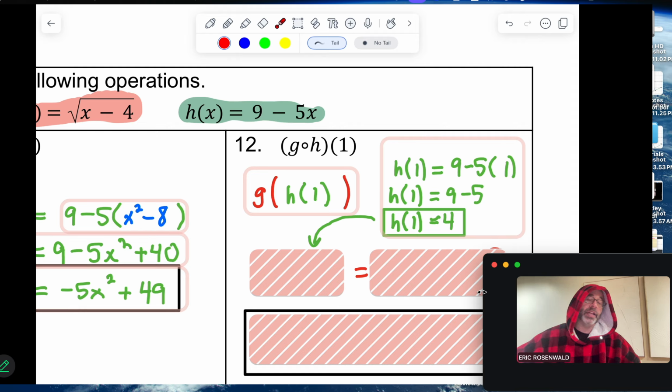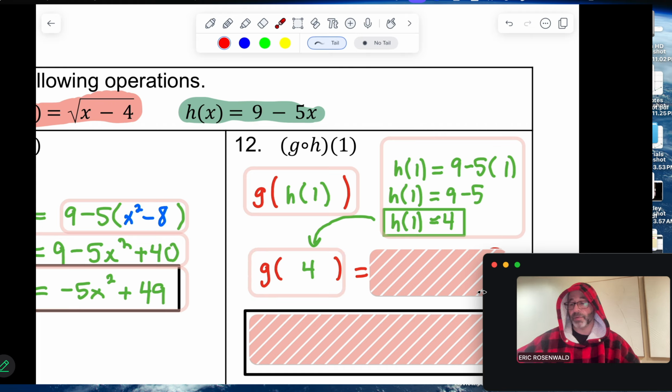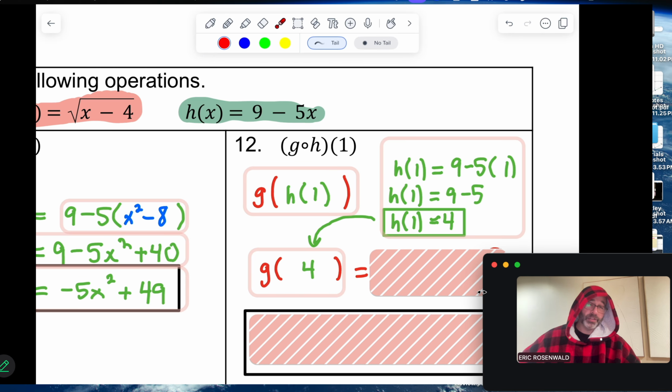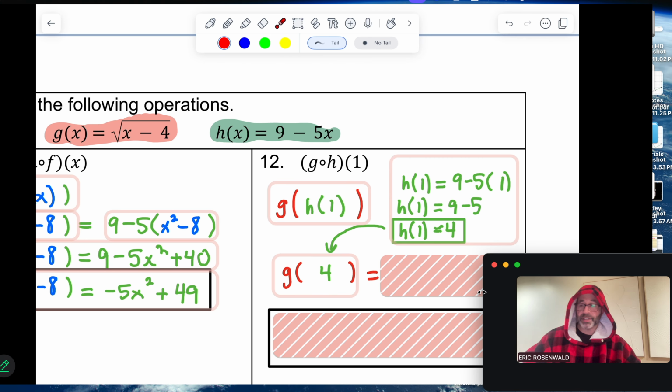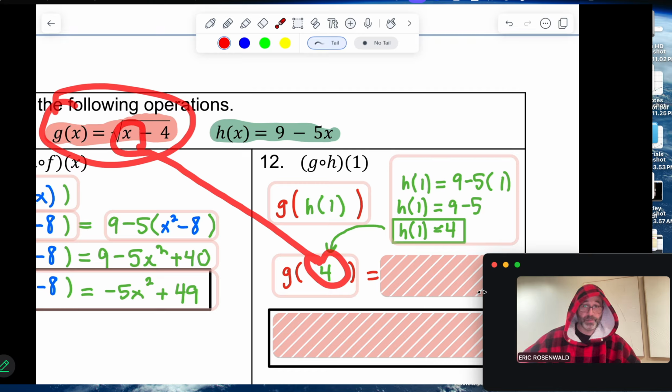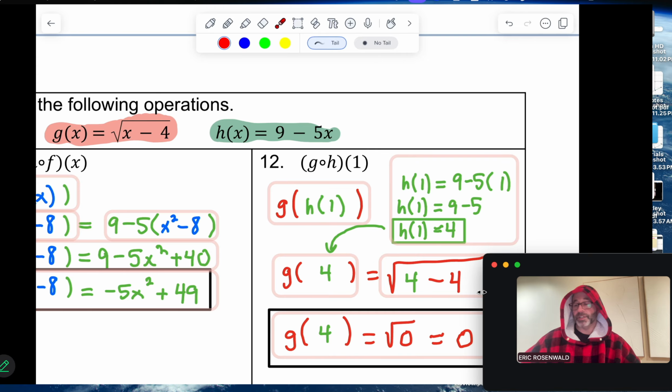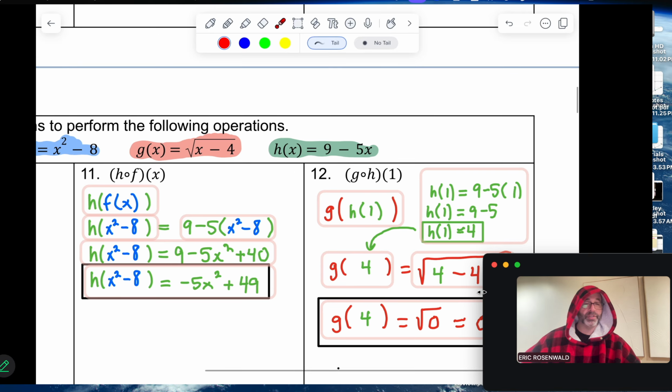So now that we know that h of 1 is equal to 4, we're going to take that and throw it back in and replace this now with what it is, which is 4. And again, we just got that from right here, okay? So from here, let's go ahead and replace the function that's given to us, that g of x function, this function. We're going to take a 4 and put it inside of there now, okay? And so that's going to be 4 minus 4, which means that g of 4 is equal to square root of 0, or just 0.